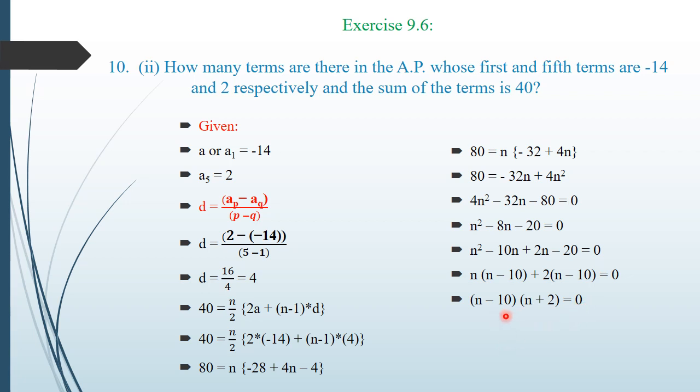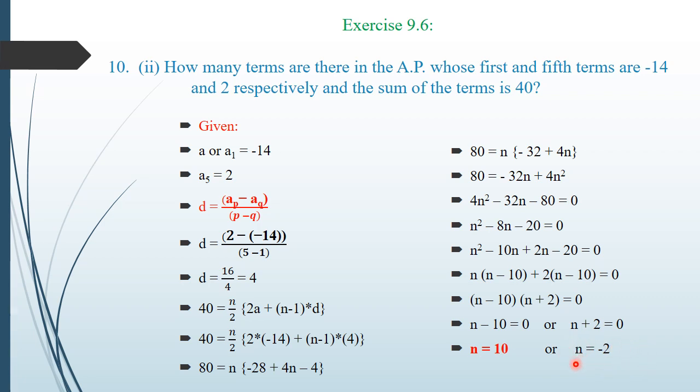that is equal to 0. Now we have two terms, the product of two terms is equal to 0, which means either this term should be equal to 0 or this term should be equal to 0. So let us equate one by one. I'll first equate n minus 10 equal to 0 and I'll also equate n plus 2 equal to 0. Therefore I get n value as 10, or one more option I have is n value as minus 2.